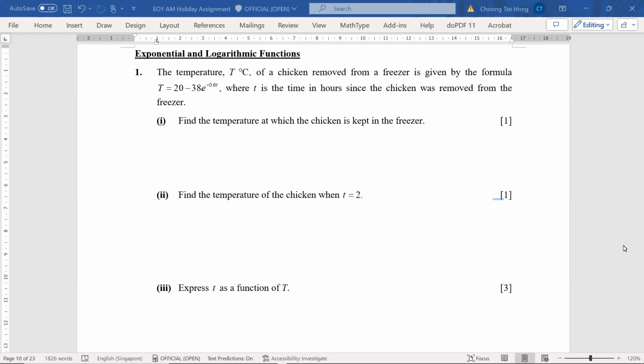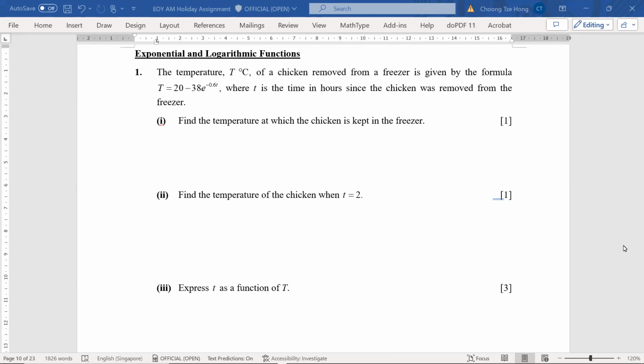The question goes: the temperature T degrees Celsius of a chicken removed from a freezer is given by the formula T equals 20 minus 38 e to the power of negative 0.6t, where t is the time in hours since the chicken was removed from the freezer.